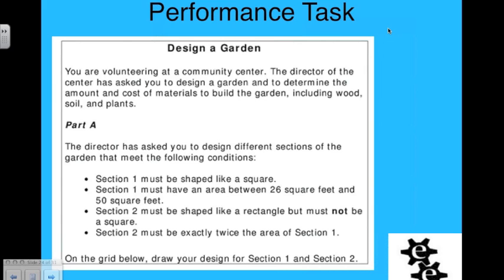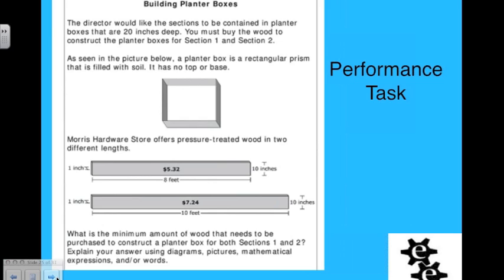All of the performance tasks assess more than one standard. This particular one is labeled with 7 different standards ranging from grades 4 through 6. So you've got your design a garden question, and then it has 2 different parts as well, and some decisions that have to be made.